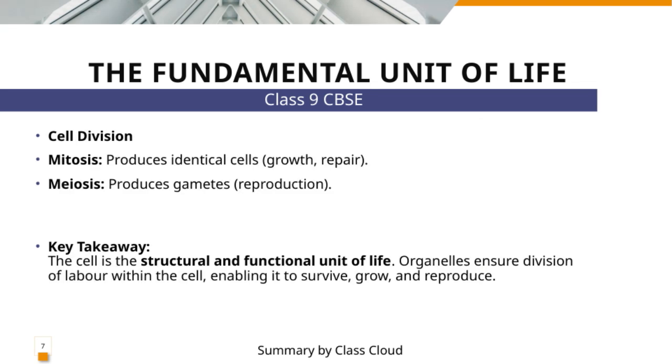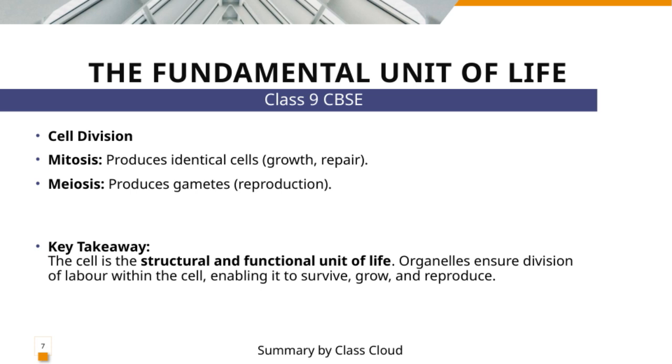Now let's look at what we see on slide 7. Here, we're focusing on Class 9 CBSE and the topic of cell division. First, we have two main types of cell division, mitosis and meiosis. Mitosis is the process that produces identical cells, which are essential for growth and repair in our bodies. When you get a cut or a scrape, mitosis helps heal that wound by creating new, identical cells.